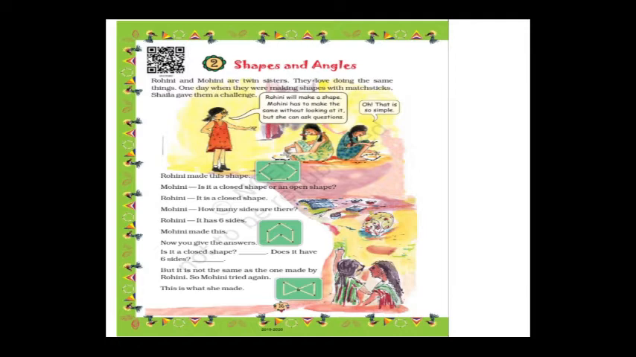So she gave a challenge. The challenge was that they have to make shapes using matchsticks. Rohini will make a shape, and Mohini has to make the same without looking at it, but she can ask questions. Oh, that is so simple. Whatever shape Rohini is making, Mohini also wants to make that same shape. Here Rohini made this shape. Let us see one activity.